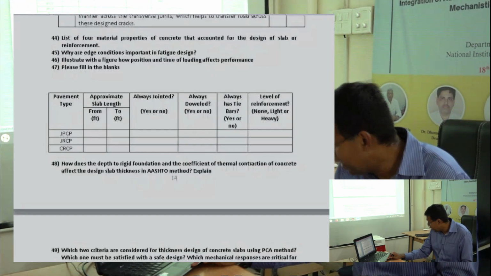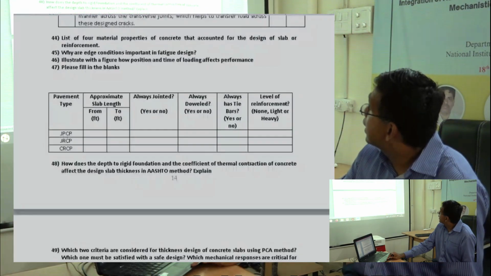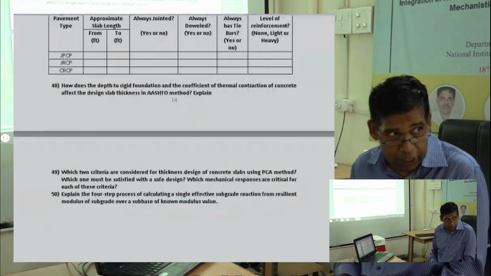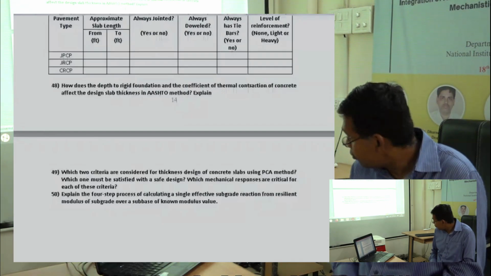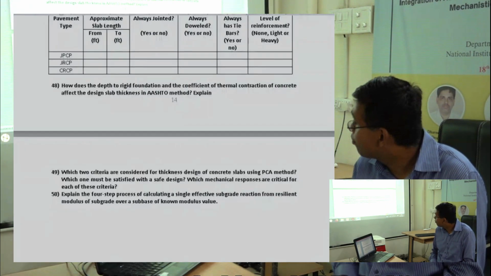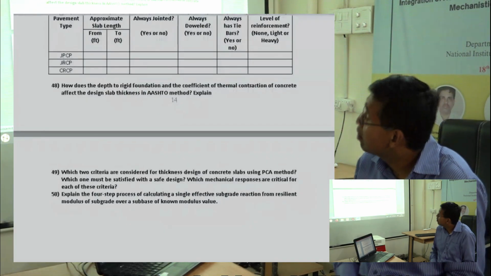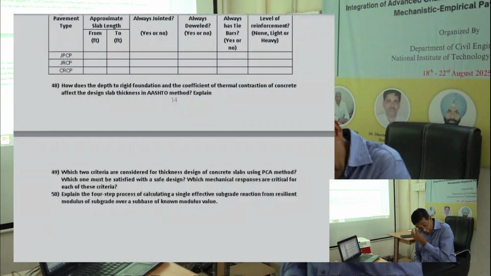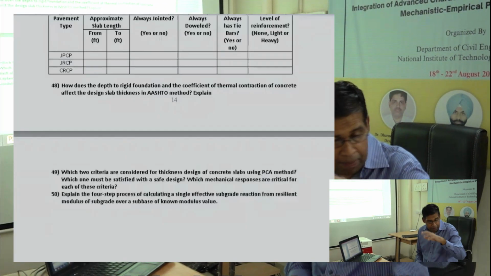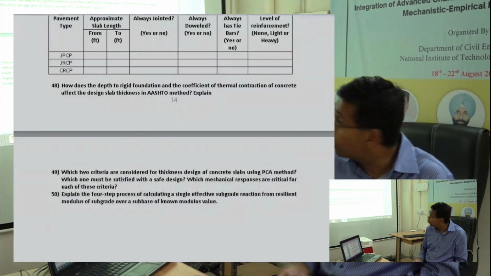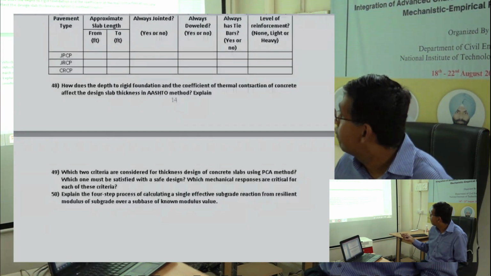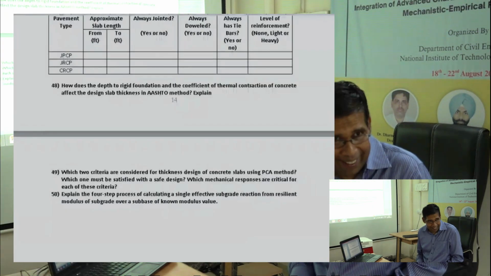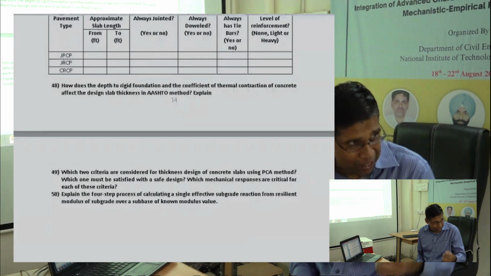All right, next one. Which two criteria are considered for thickness design of concrete pavement using the PCA method? Which two criteria are considered? We just went through this. Fatigue analysis and erosion analysis. That's absolutely correct. Fatigue is purely due to the stress factor, right? Stress over modulus of rupture. If that is closer, you'll have more fatigue, and erosion is completely due to pumping. Which one of them must be satisfied for a safe design? Both, right? This is another trick question. Both have to be satisfied. Both have to be less than 100, not only one, right?